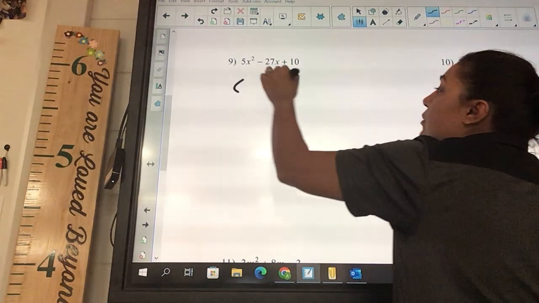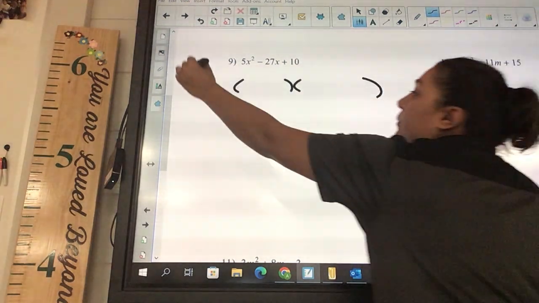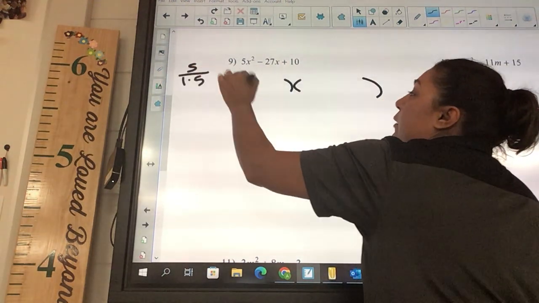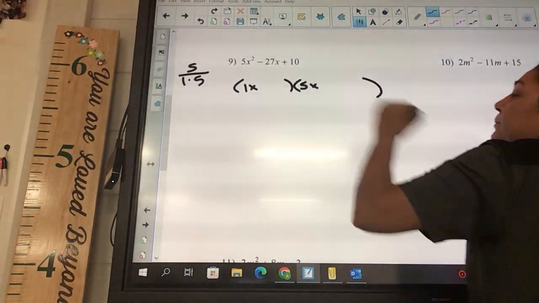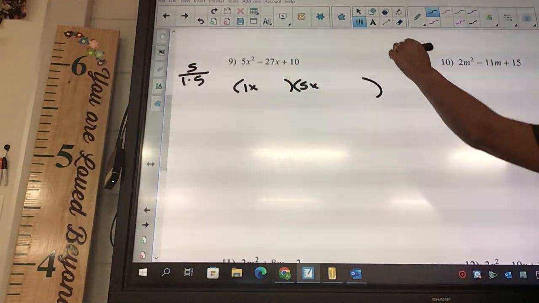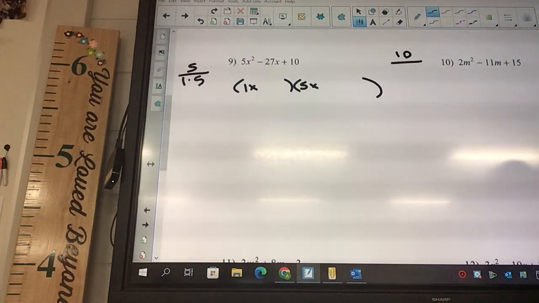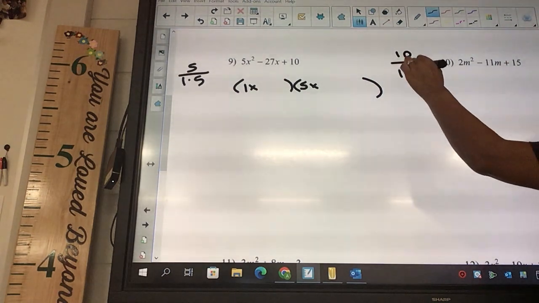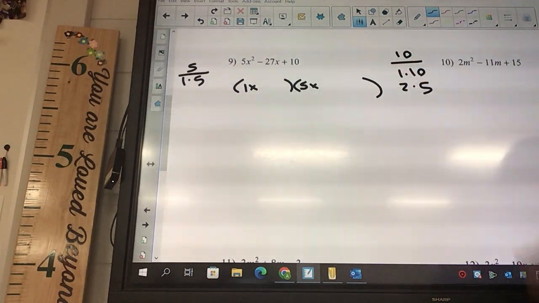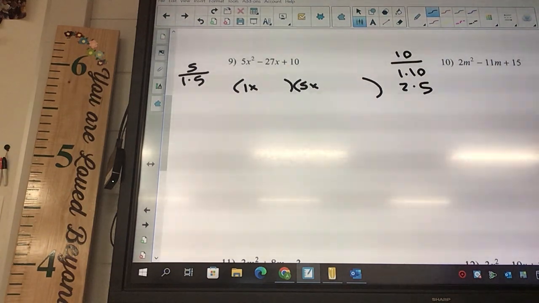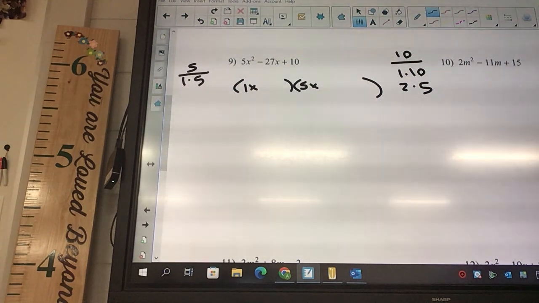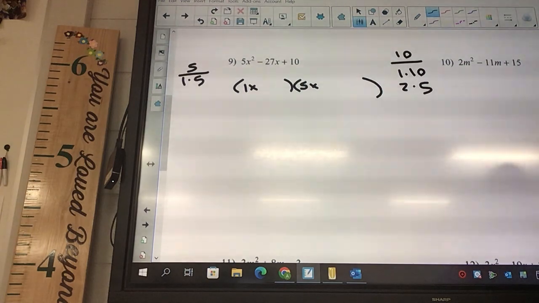Okay, 9. We're drawing our parentheses. And we're going to say 1x, 5x. Then we're going to make a list of 10. What are some factors of 10? 1, 10, 2, 5. What would you like to try? Let's pick one. 2, 5?